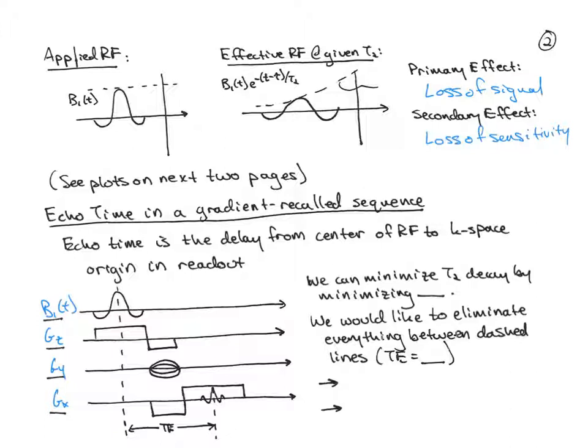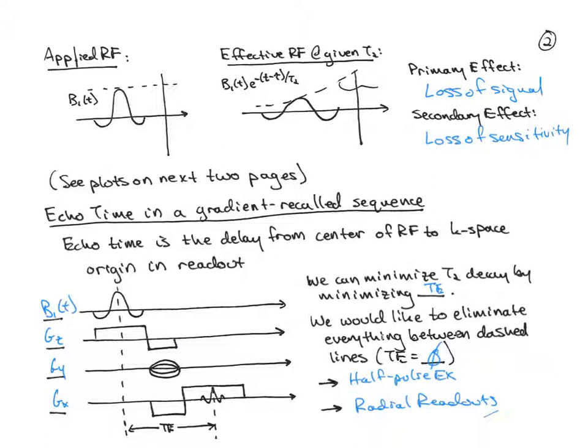So if we want to minimize T2 decay, we would want to minimize TE, right? So that we could look at very short T2 signal components. So in order to do that, we'd ideally like to eliminate all the stuff that's happening between the dashed lines here in order to achieve a zero echo time. So two ways to do this are to use half pulse excitations and radial readouts. And we're going to go into more detail here then on the half pulse excitations.